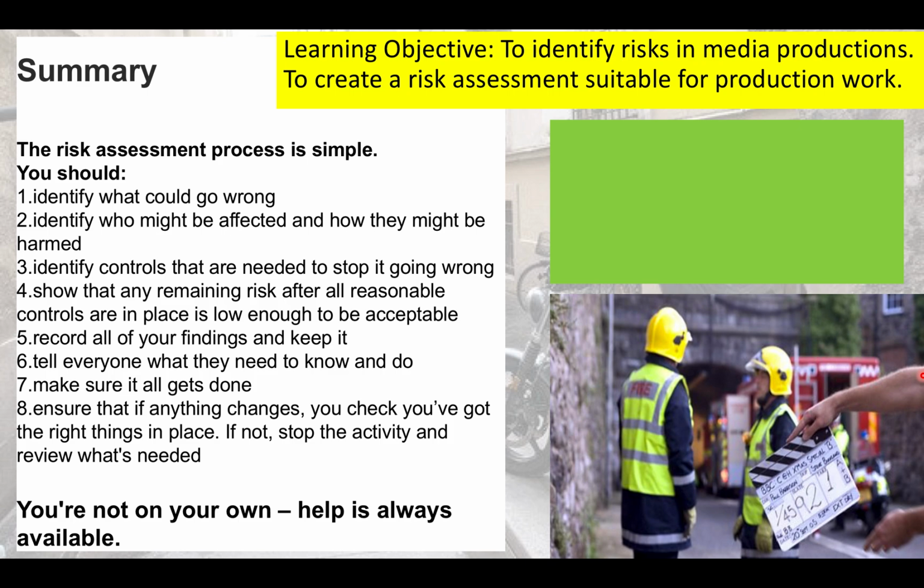I want you to think about what other risks could be there once you put those reasonable controls in place, and also where they are in terms of risks. Are they high, low, medium, moderate? I want you to record all of the findings that you do and make sure that you keep it so that everyone can know what they're doing for their production, and make sure all of it gets done. If there are anything that changes in the future, you'd have to do a new risk assessment, or on your blog say, I've now considered, because I've changed these things, that these are risks I need to think about.